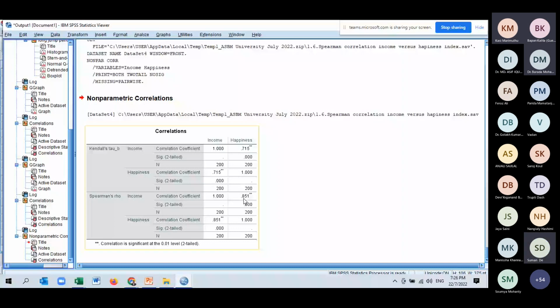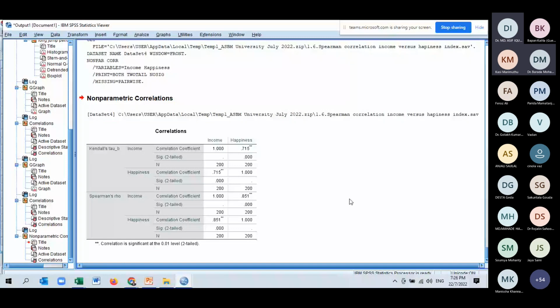Agree? Yes, sir. Okay. So, sir, we can explain any one, either Kendall's or Spearman's rho? Yes, sir, anyone can be. Anyone can be. Okay.